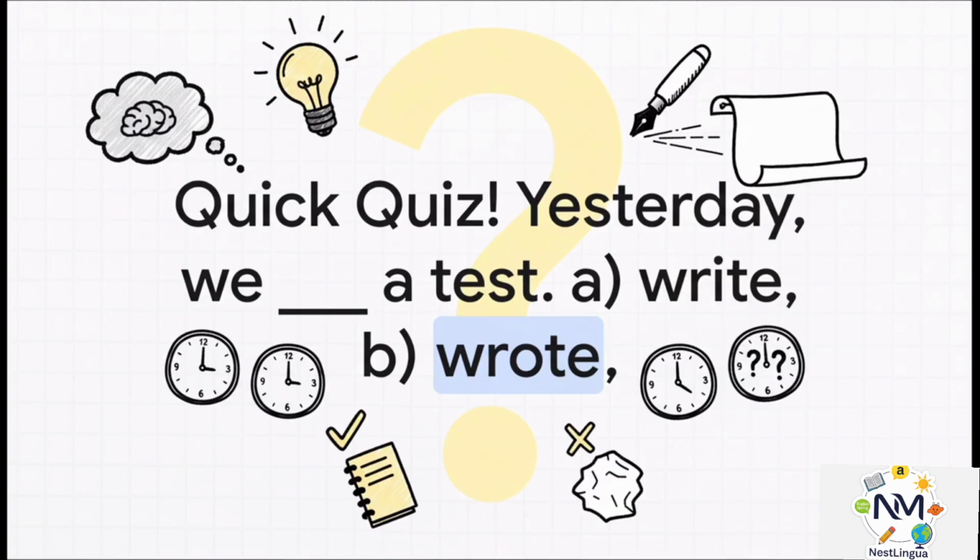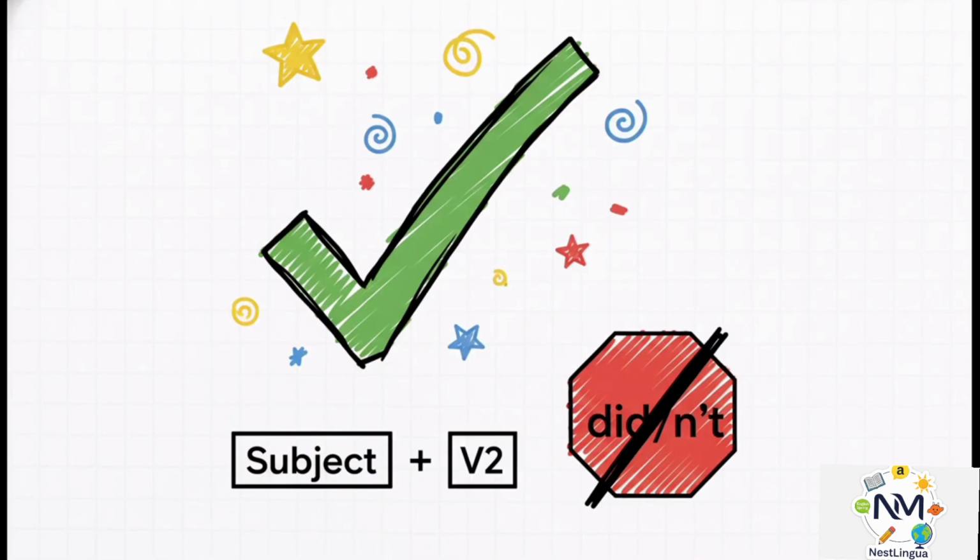All right, let's see what you've learned. Time for a super quick quiz. Here's the sentence. Yesterday, we blank a test. Should it be A, right, or B, wrote? Think about what kind of sentence it is. And the correct answer is B, wrote. Fantastic. This is just a simple positive statement.